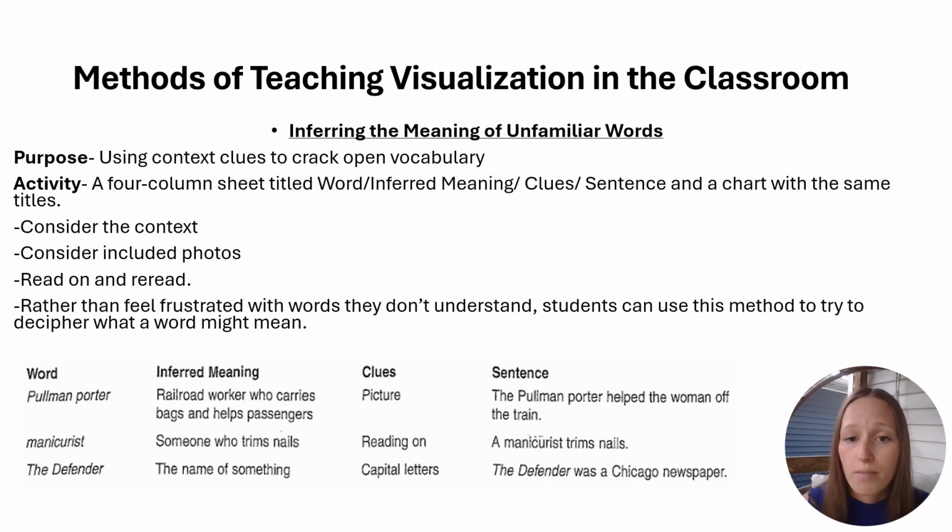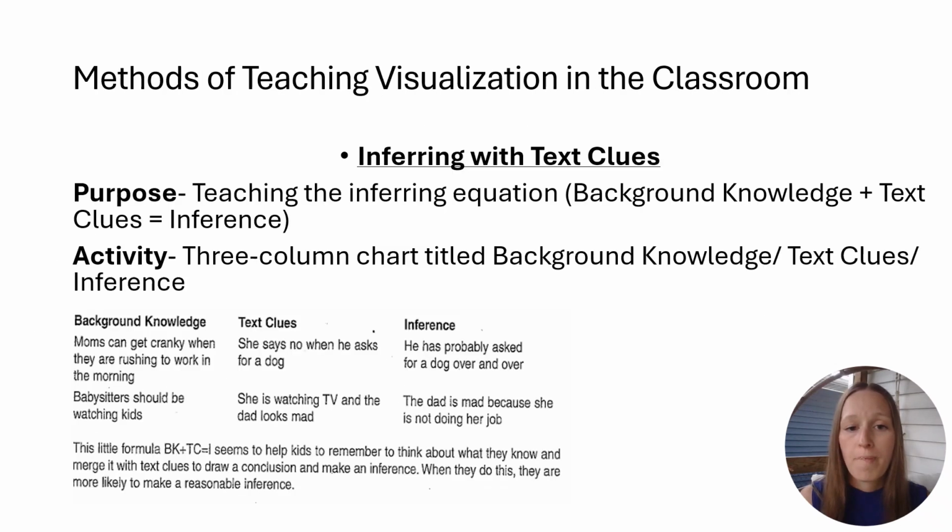Another method is inferring the meaning of unfamiliar words, using context clues to crack open vocabulary. You want to be able to consider the context, consider included photos, read on and reread, and rather than feeling frustrated with words that kids don't understand, they can use this method to try to decipher what a word might mean. So they have the word, the inferred meaning, the clues, and the sentence the word was found in.